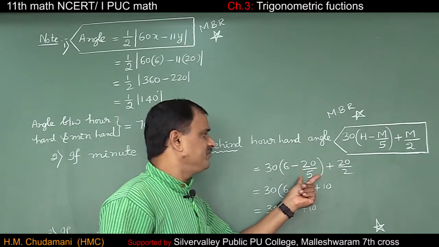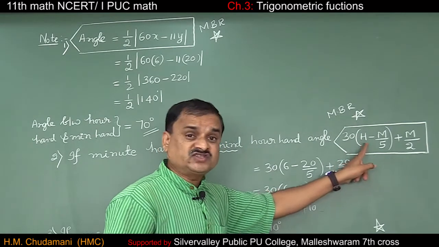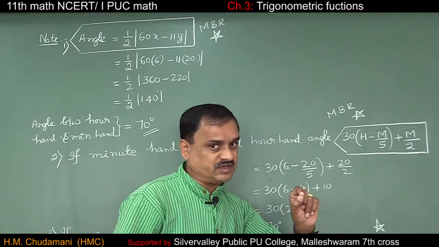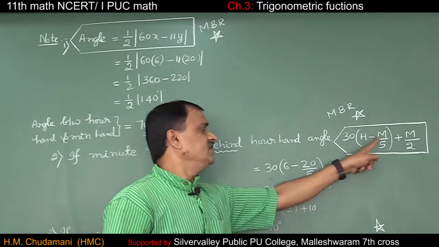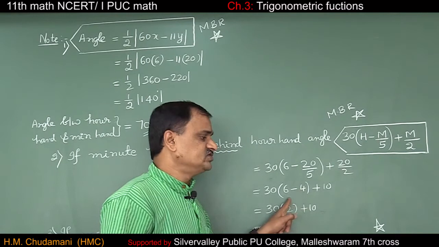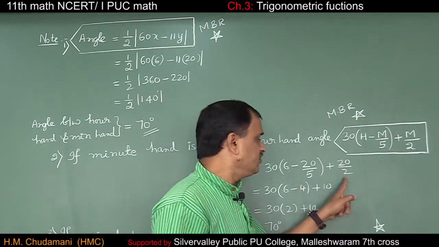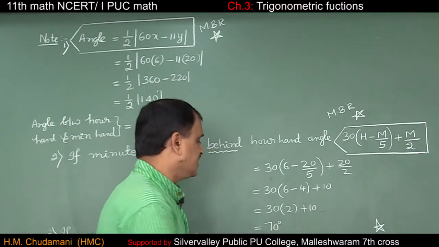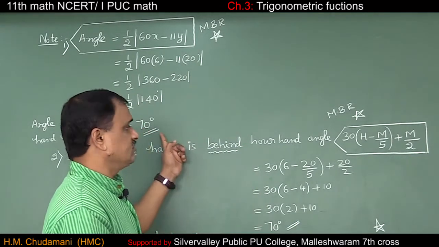This is the formula: 30 into h minus m by 5, plus m by 2. So 30 into 6 hours minus 20 minutes divided by 5, which is 4. 6 minus 4 means 2. 30 into 2 means 60. 20 by 2 is 10 degrees. So 60 plus 10 means 70 degrees. See, in this method also you get the same answer.